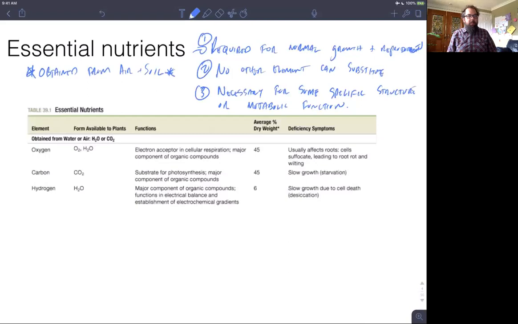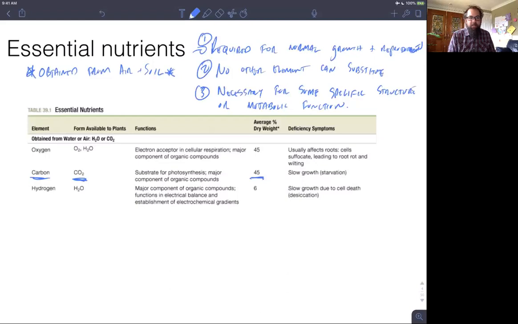And so parts of these are ones that we've talked about already. So carbon is an essential nutrient in a plant. Where does that come from? Well, that's available to the plants in the form of carbon dioxide, and that is taken up through the stomata when stomata are open during photosynthesis. So this is a major component of all the organic compounds and makes up about 45% of the dry weight of a plant.